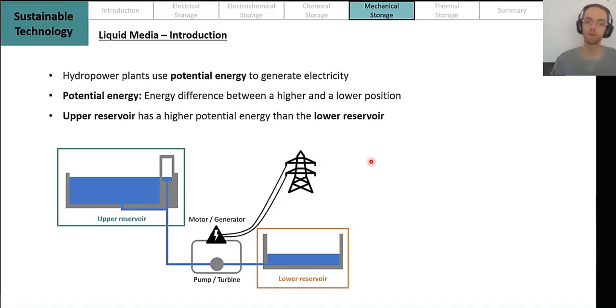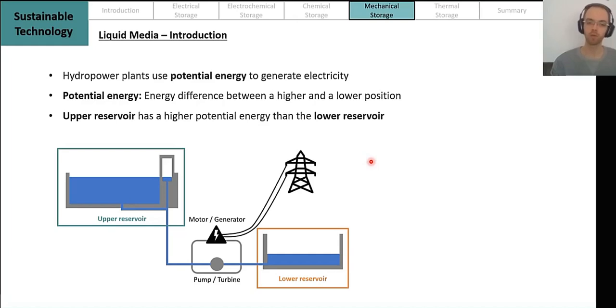Mechanical storage with liquid media is mostly and commonly represented by so-called hydropower plants. These hydropower plants use potential energy, mostly the potential energy of the water, to generate electricity. So simply put, what is potential energy? Potential energy is simply the energy difference between a body at a higher position versus a body at a lower position.